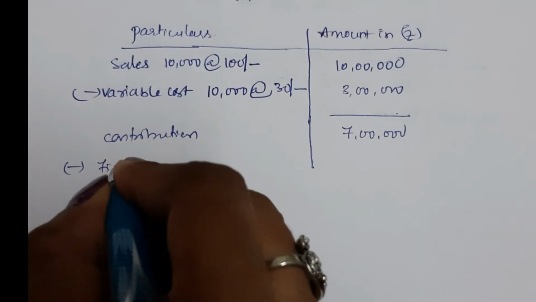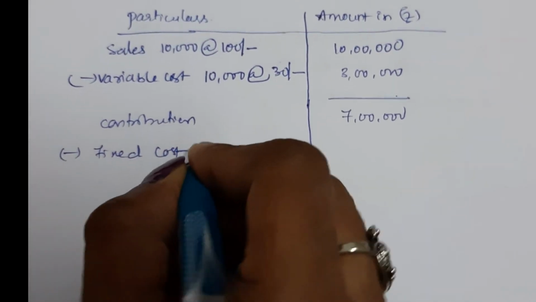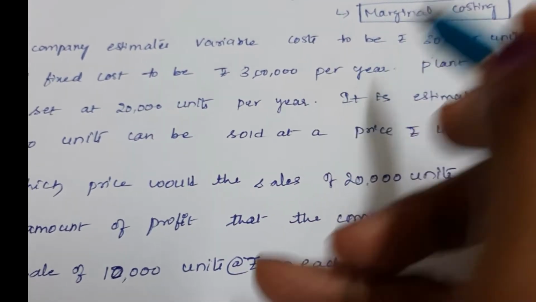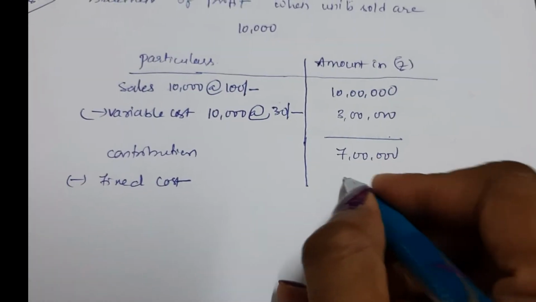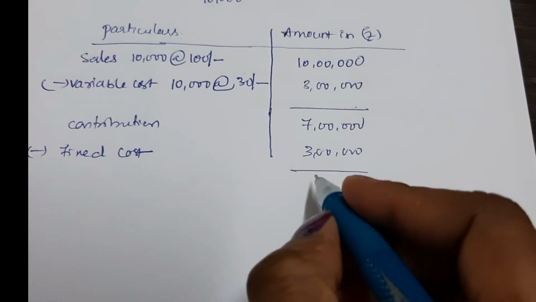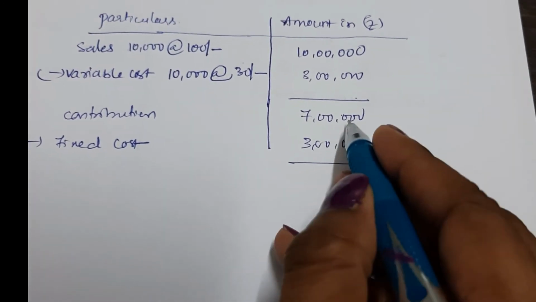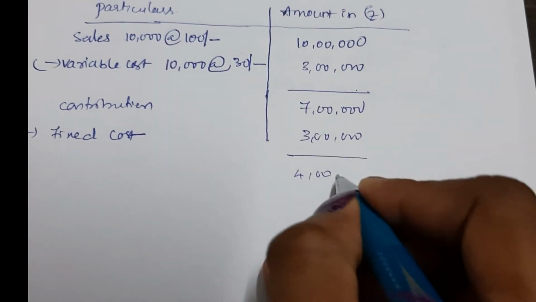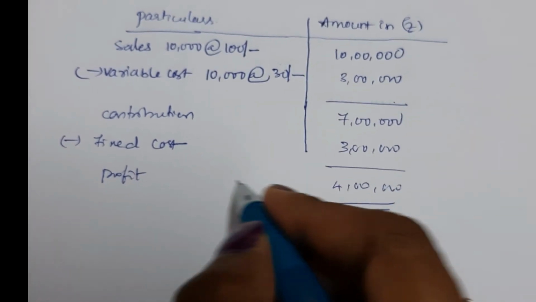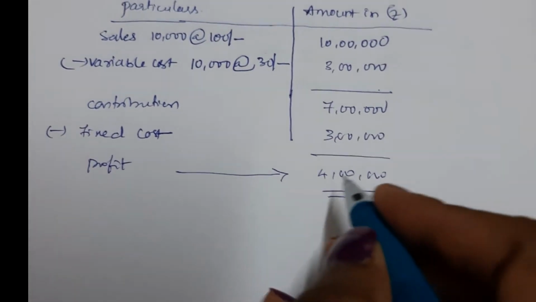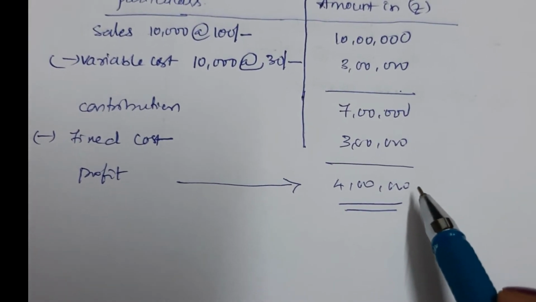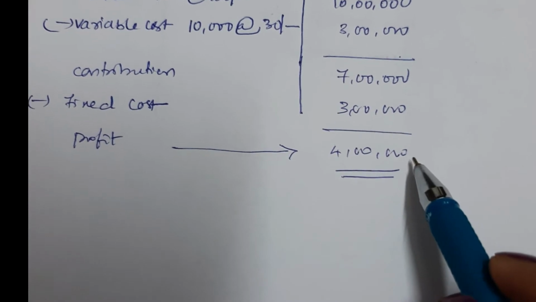And from this we need to deduct fixed cost, which is given in the sum, rupees 3 lakhs per year. Contribution minus fixed cost, we will get the profit. So 7 lakhs minus 3 lakhs, we will get the profit of rupees 4 lakhs. So your future sales need to generate an amount of profit of rupees 4 lakhs.